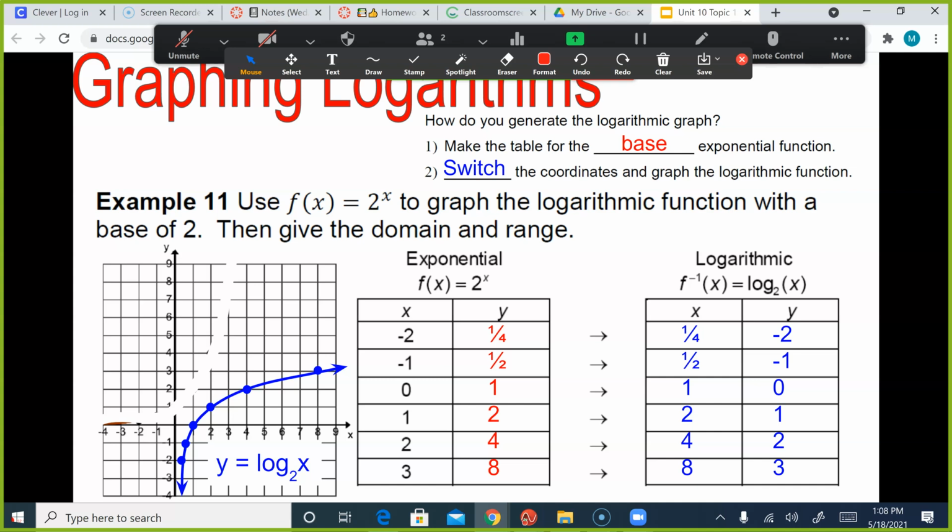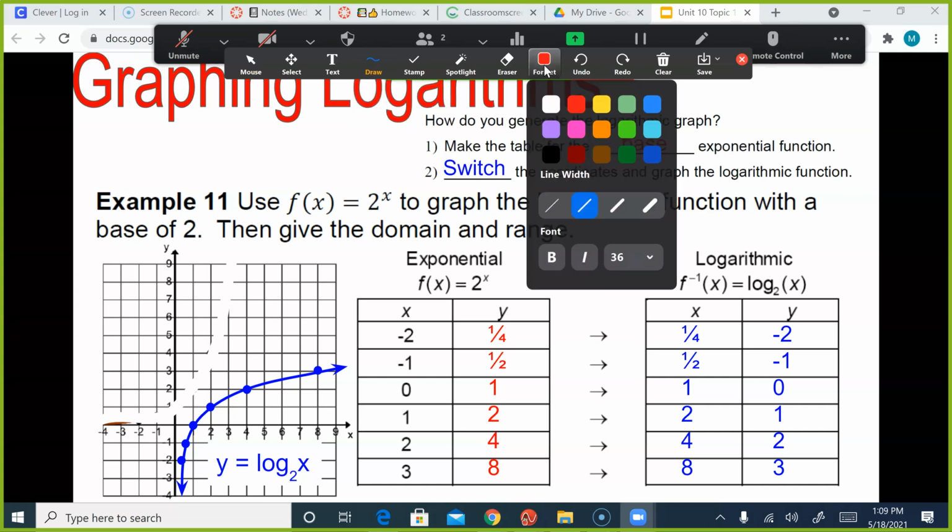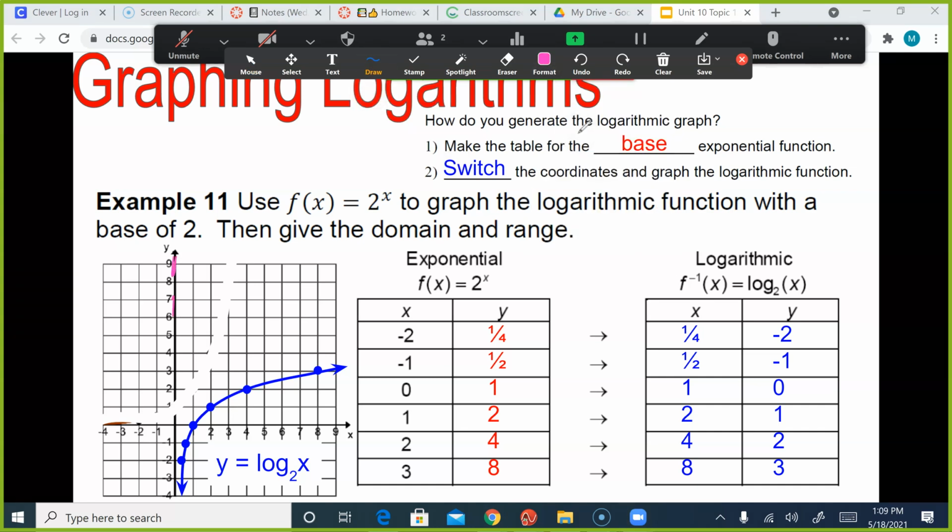So again, it goes vertical, has a vertical line, and it goes up and to the right forever. So that part's going to be the same. The part that's different is now the asymptote's a vertical line instead of a horizontal line. So here we have a vertical line as the asymptote at x equals 0. That's your vertical asymptote. My domain is going to be all numbers more than 0 because it can't be 0 or negative. And my range is still all real numbers because it's going to go down forever.